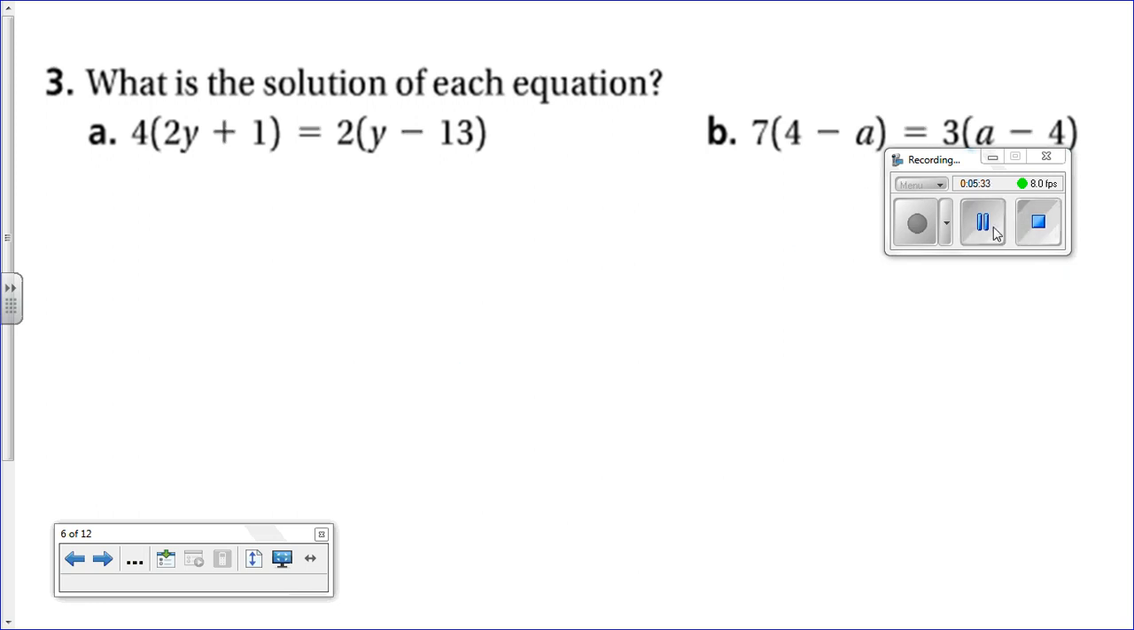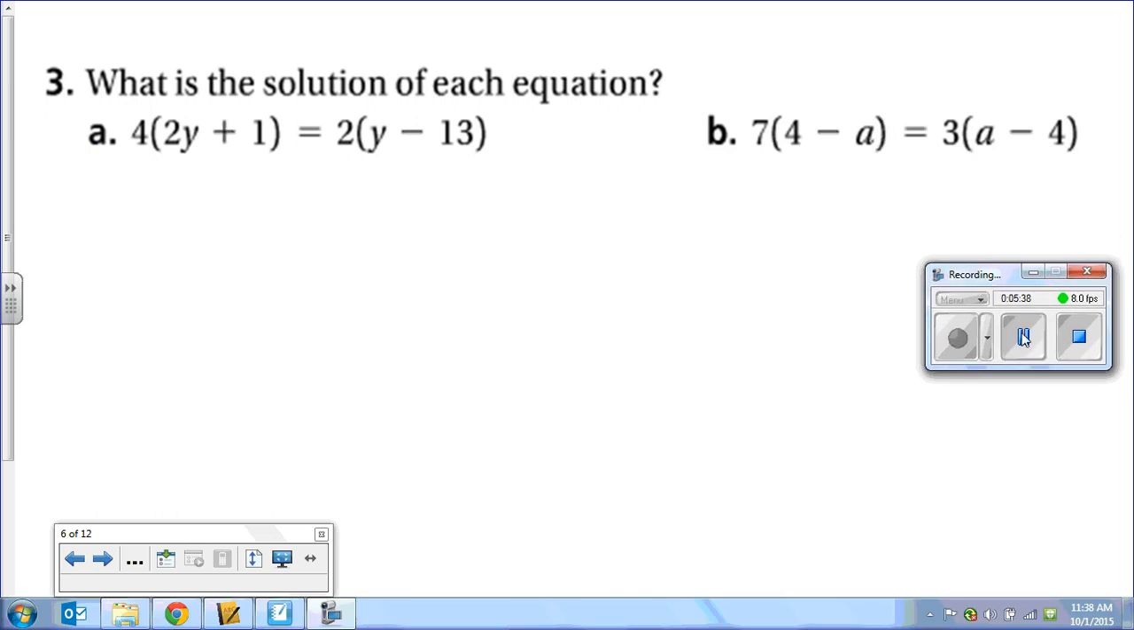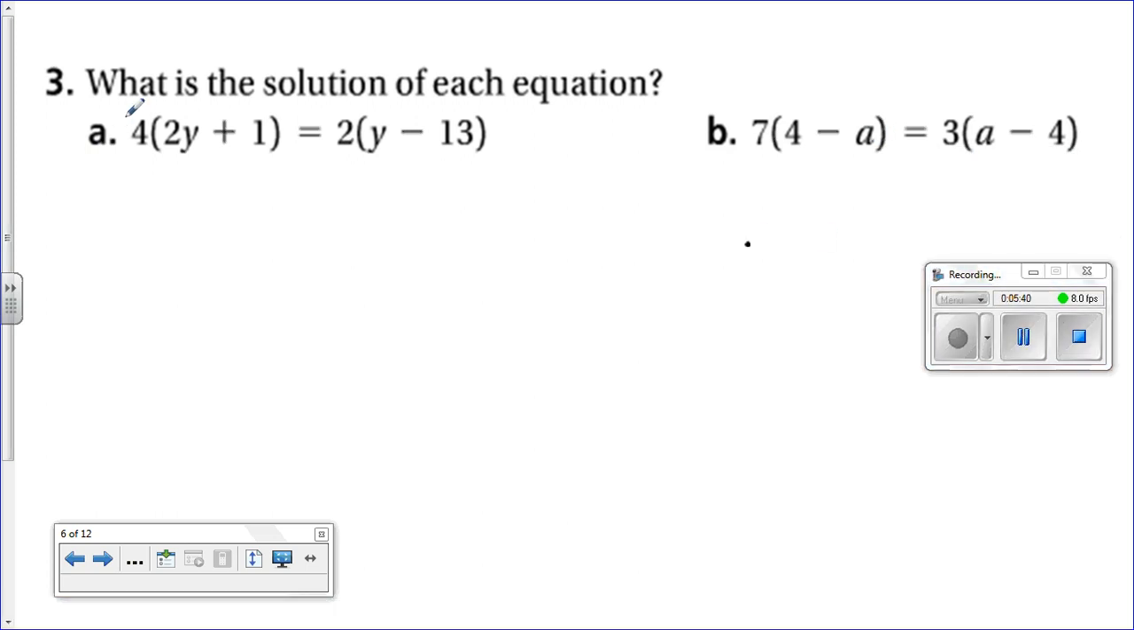We're going to try one more. I'm going to do A together, and then I'm going to let you do B by yourself. Okay? So A would be 4 times 2y plus 1, and 4 times 2y is 8y, plus 4 times 1 is 4, equals 2 times y is 2y, 2 times negative 13 is negative 26. I am going to leave the 8y over here and move the 2y over, but first I'm going to subtract 4.